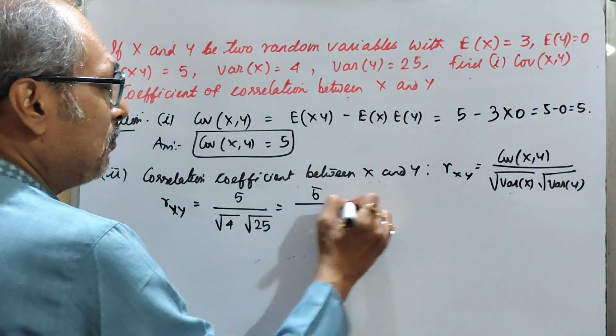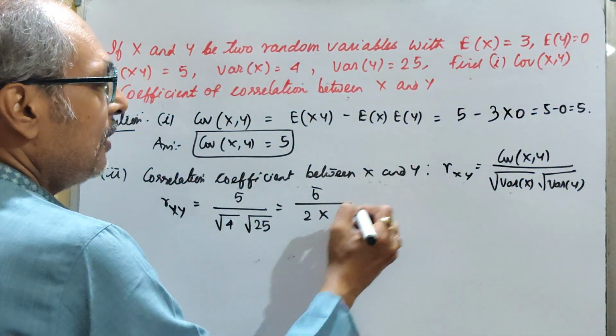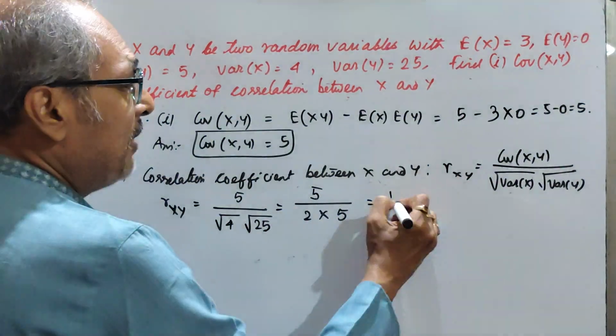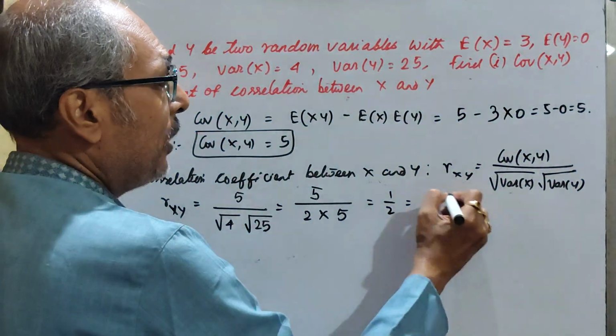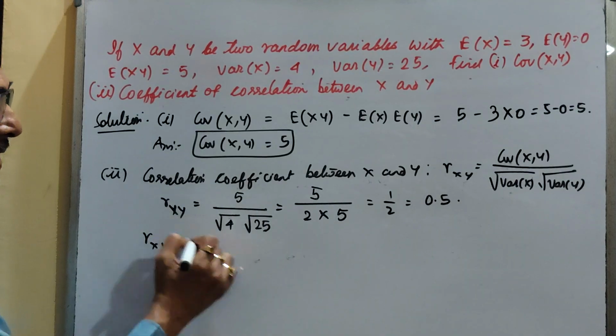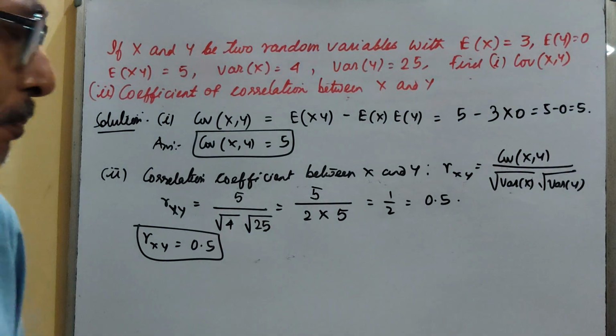Now this is 5 by 2 into 5. 5 by 2 into 5. This is 1 by 2. This is 0.5. Therefore Rxy, the correlation coefficient, is 0.5. This is the answer of this second part.